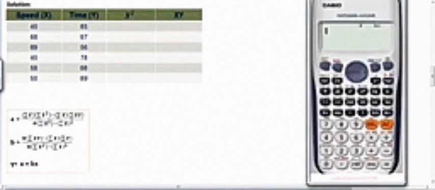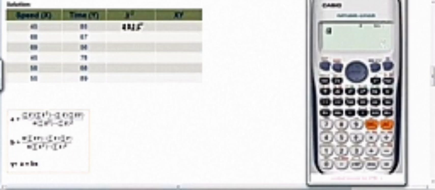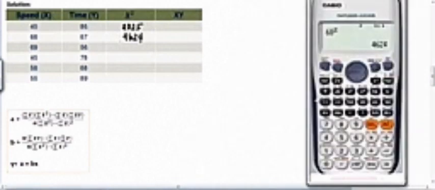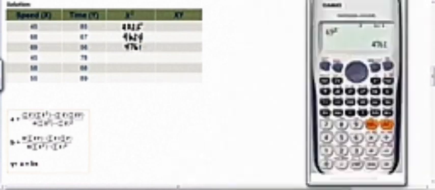Okay? So, let us use the calculator. 45 squared is 2,025. Let us put that there. And then the next x is 68. So, 68 squared is 4,624. Okay, next one would be 69. So, 69 squared is 4,761. And the next one is 45.